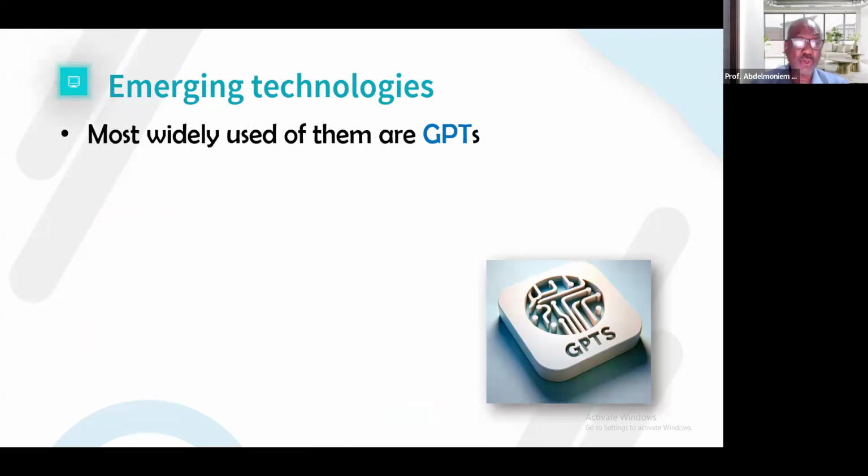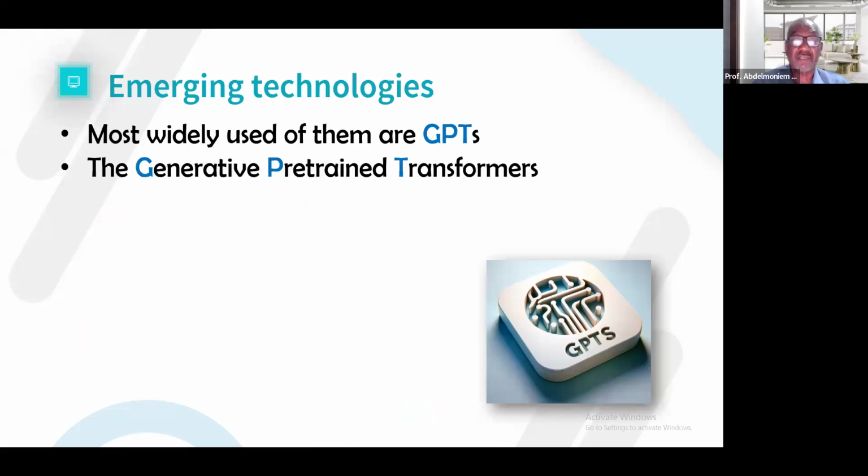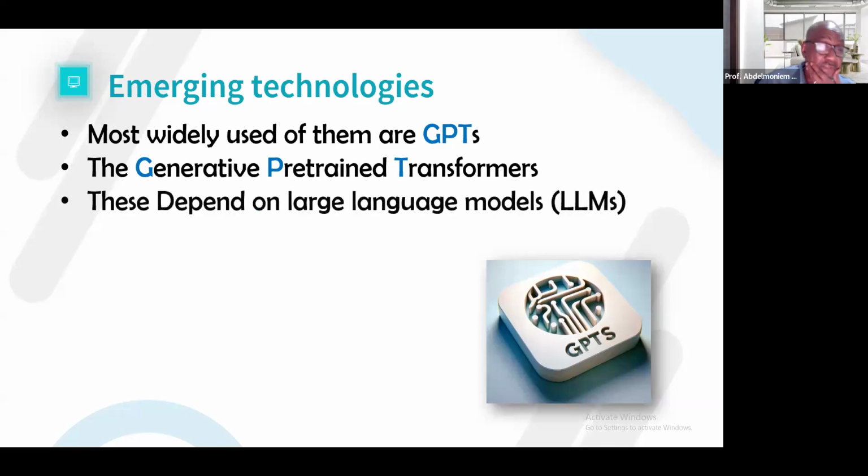GPTs is short for generative pre-trained transformers. These are tools which transform things, and they can be pre-trained at two levels. First, they are trained by the producers, and then they are further trained by the users, and they call them GPTs, generative pre-trained transformers. And these depend on what is known as the large language models.